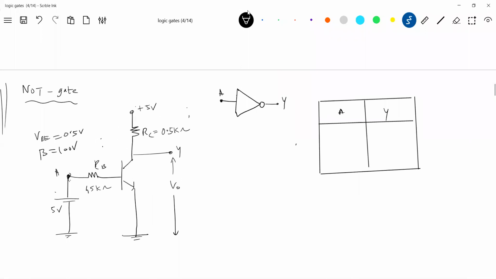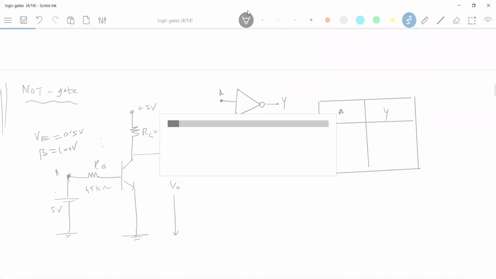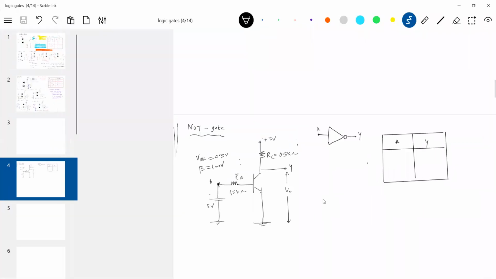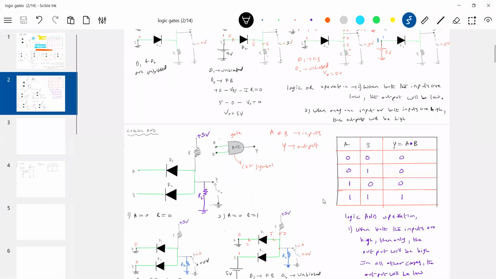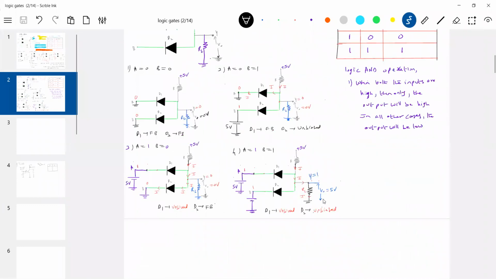What are the colors we have made? Red, blue, green. Yellow, gray.